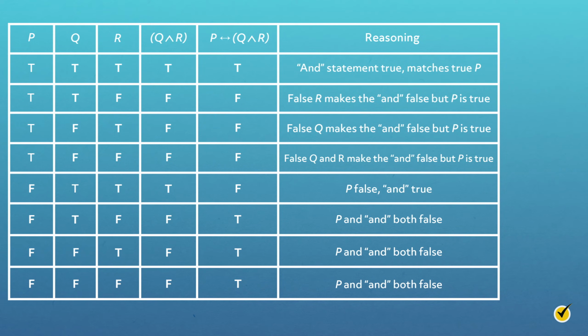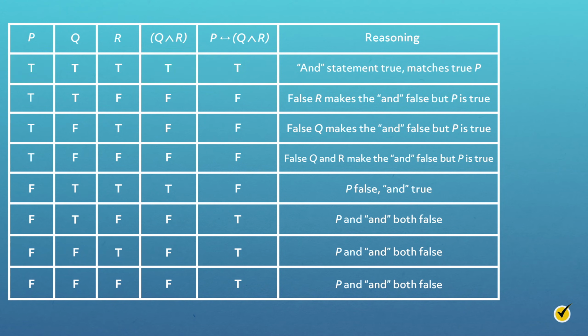Now we're going to look at the second part of our statement, Q and R. For our first row, Q and R is true because Q and R are both true. Then we look at P. So our statement P is true, and the statement Q and R is true, so P if and only if Q and R is also true.